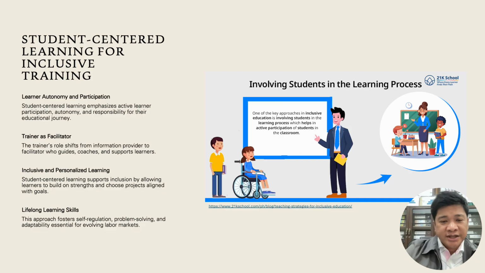Let's move on to student centered learning for inclusive training. Student centered learning shifts the focus of instruction from the trainer to the learners, emphasizing active participation, autonomy, and responsibility for learning. Rooted in Carl Rogers' humanistic learning theory, this approach views learners as capable individuals who learn best when they are respected, motivated, and involved in decision making.